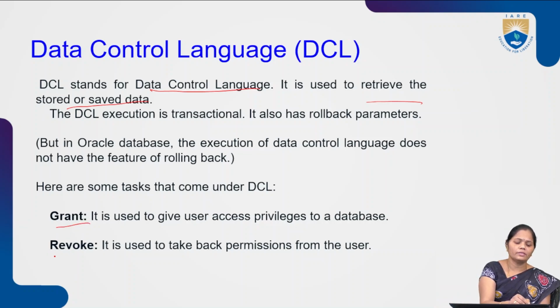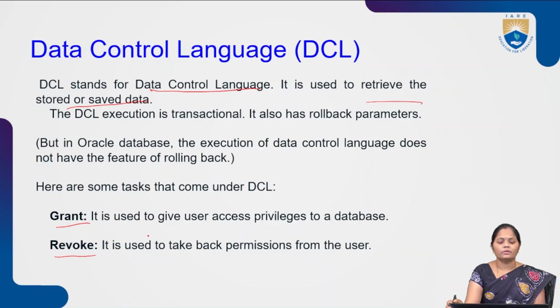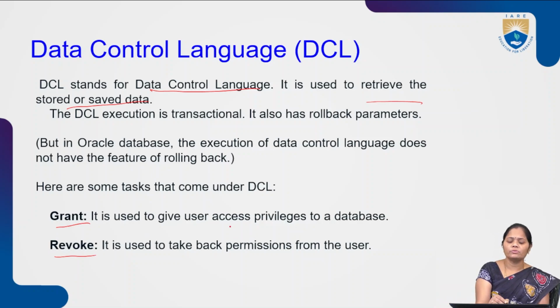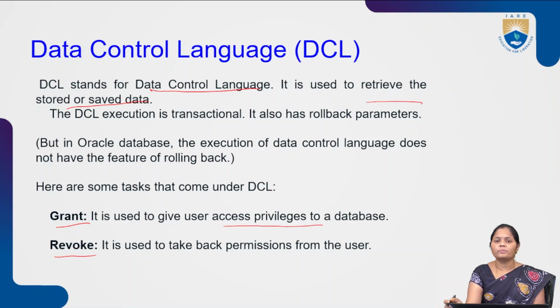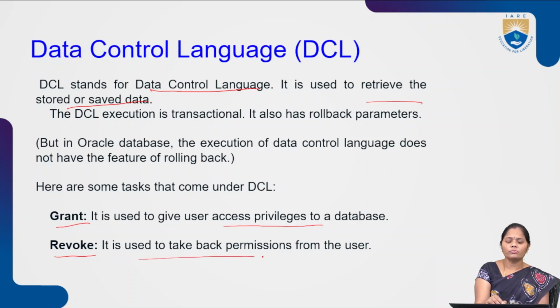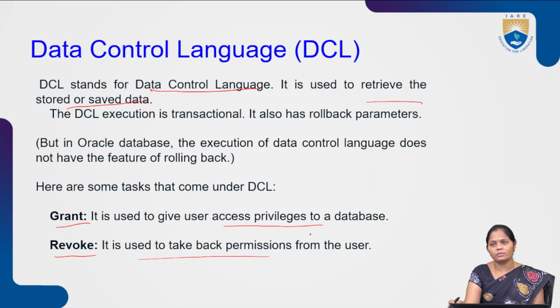One is grant and another one is revoke. Grant is used to give the user access privileges to the database. Here it can be used to give access privileges to the database. Hence, by making use of grant, we are granting the permissions to the users. And revoke is used to take back the permissions. In some cases, we may require to take back the permissions given to the user. In that case, we can go for revoke.